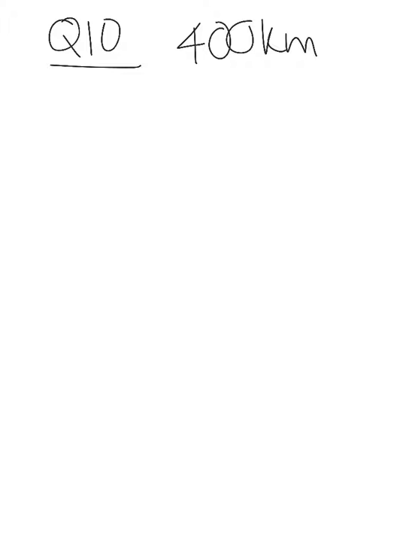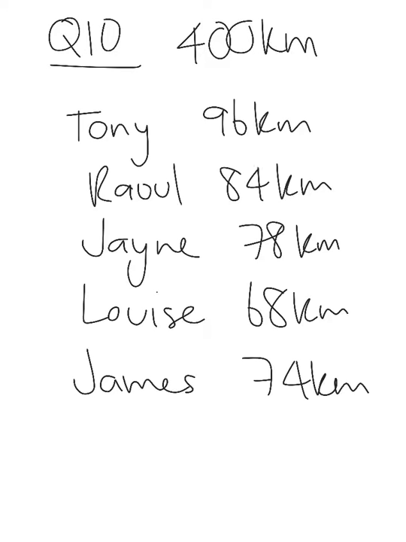There are 5 officers involved and the distances they ran are given in the question. So here's the distances. What the question is then asking you to do is find the fraction of the total distance that each of the police officers ran. And if it can be simplified, simplify it.